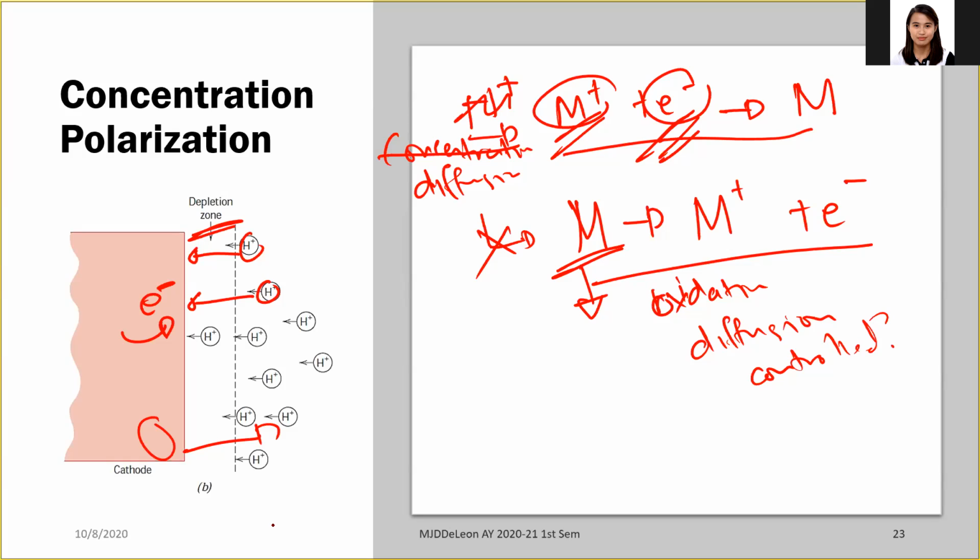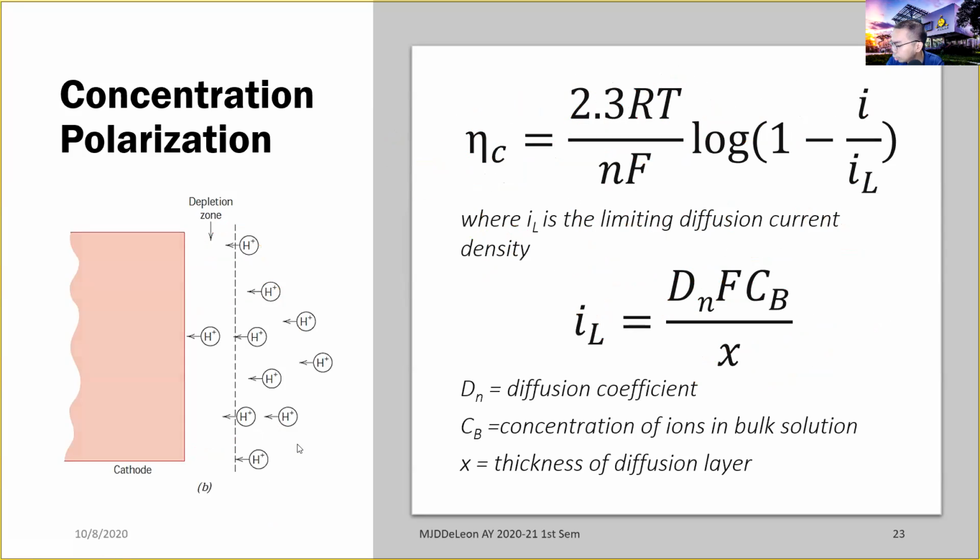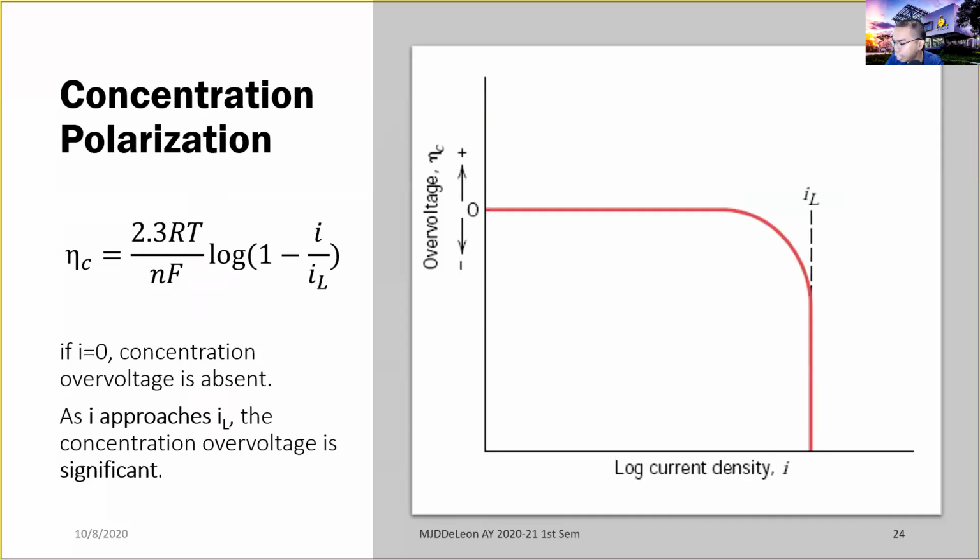Sana. So, parang ganun lang siya. Pag nakita niyo yung reaction, kaya sa concentration polarization, lagi siyang reduction reaction yung kino-consider natin. Kasi dun lang naman nagkakaroon ng capture ng electron. Sa oxidation, labas lang siya. Wala kang diffusion, so hindi ka makokontrol ni concentration.